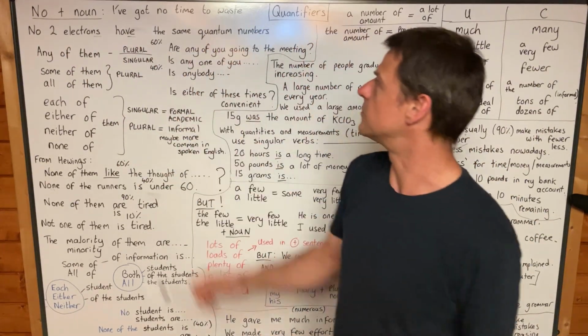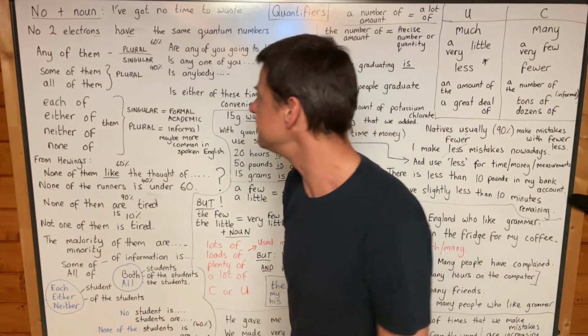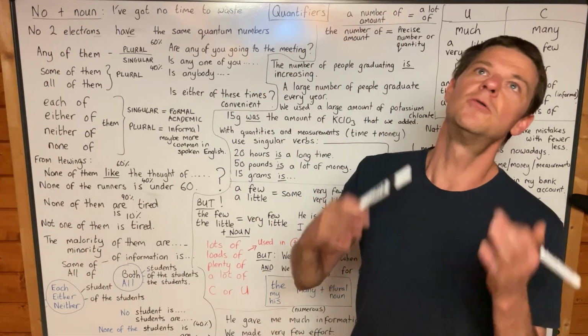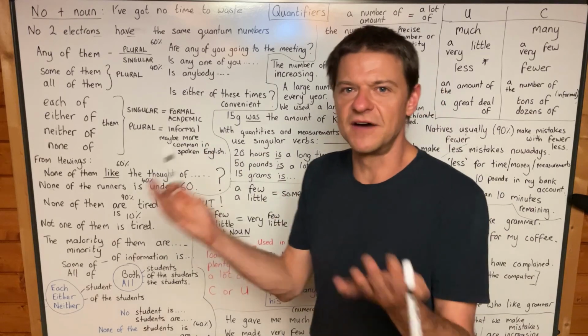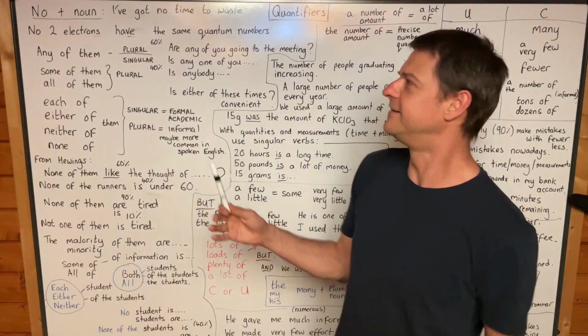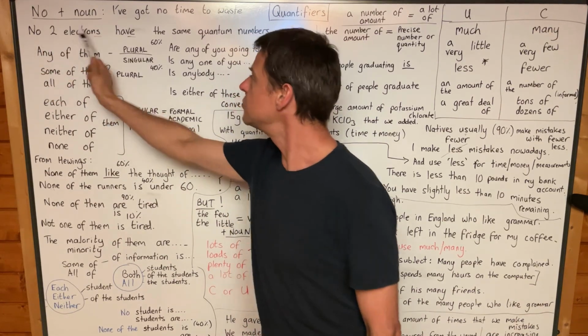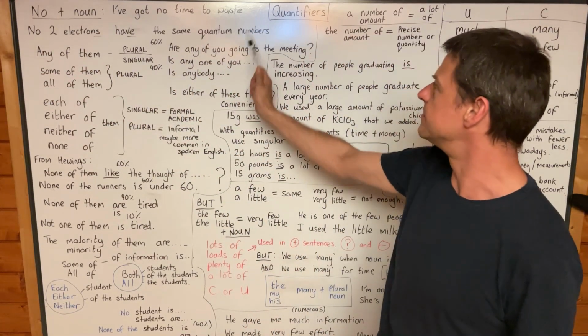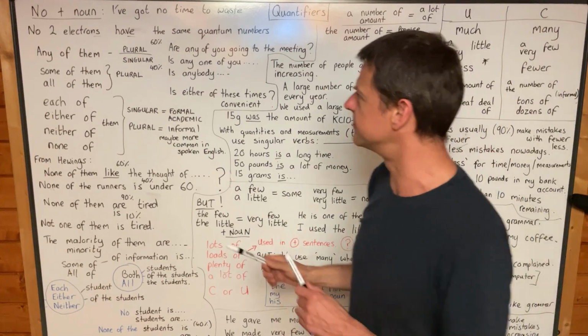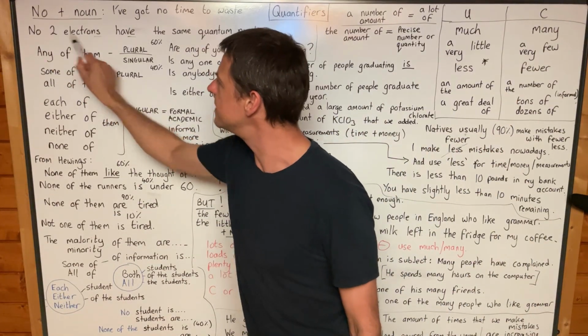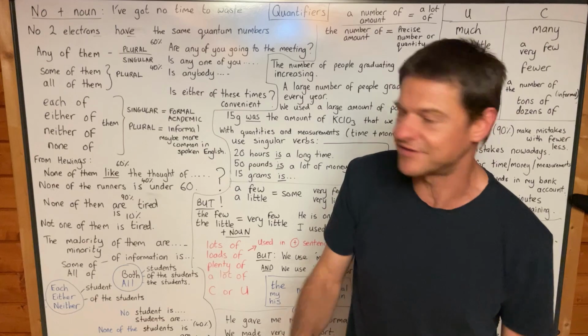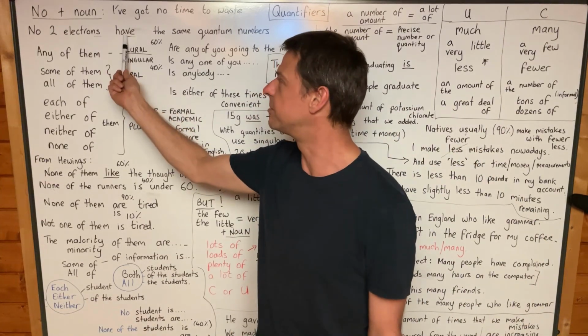I've got no time to waste. He has no friends. Yeah, no man would want to suffer as I have suffered. Whatever. Yeah, but no and then noun. Here's another example. No two electrons have the same quantum numbers. Yeah, the exclusion principle. And so notice that we say no two electrons have and not has. Yeah, that's plural, so that's a plural verb.